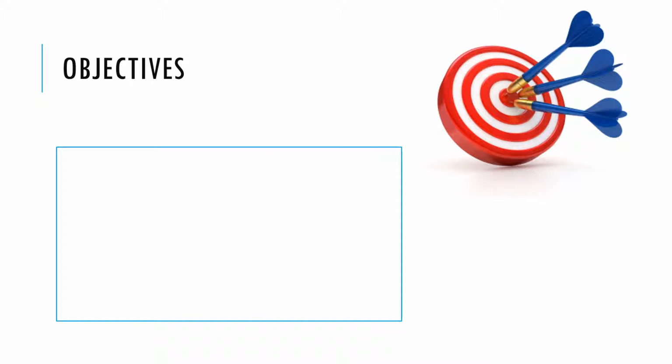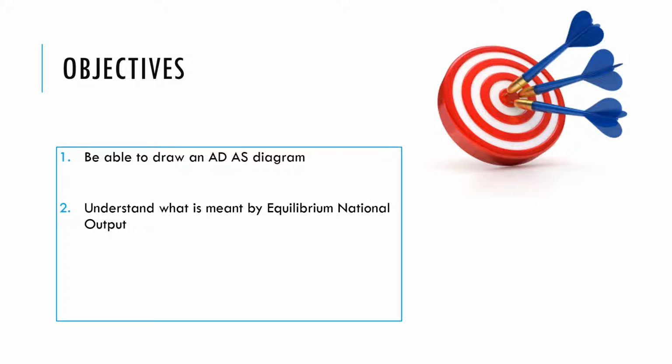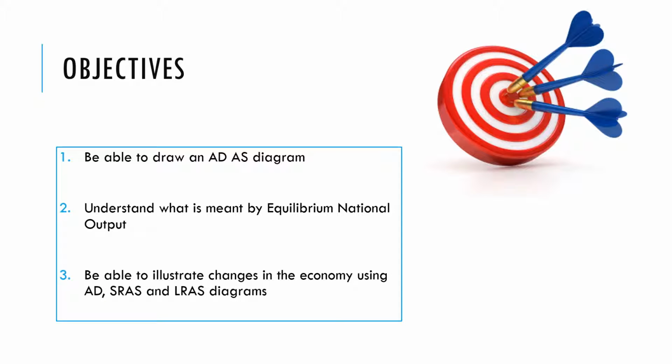In this video, we're going to look at equilibrium from an economics perspective. We're going to look at how you draw an ADS diagram. Then we're going to look at what is meant by equilibrium national output. And then finally, we're going to look at using some ADAS diagrams to illustrate changes in the economy.